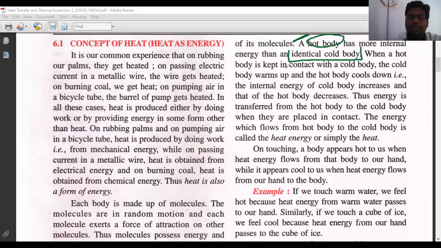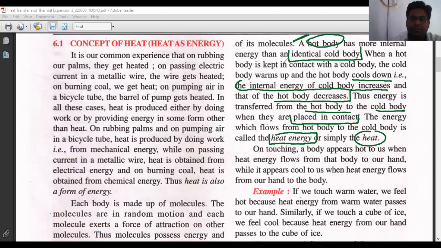When a hot body is kept in contact with a cold body, the cold body warms up and the hot body cools down, right? The internal energy of the cold body increases, and that of the hot body decreases. Thus energy is transferred from the hot body to the cold body when they are placed in contact with each other. The energy which flows from the hot body to the cold body is called heat energy or simply heat, right? Because due to the difference of energy, they transfer energy from one body to another body.